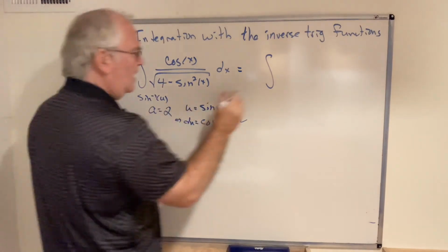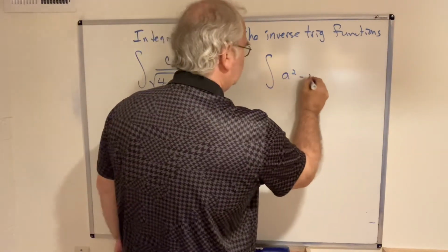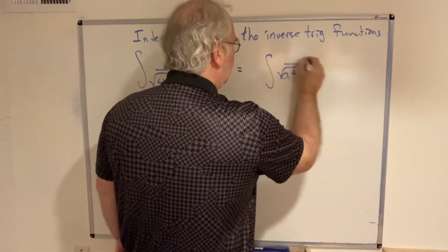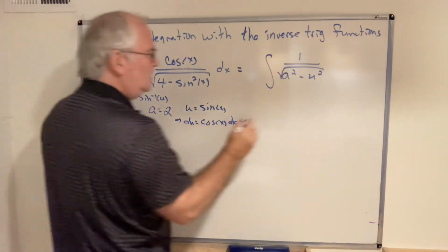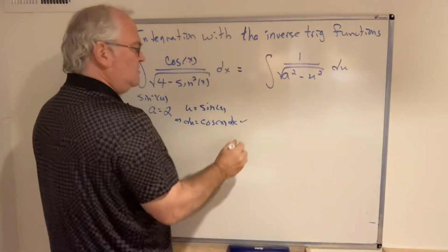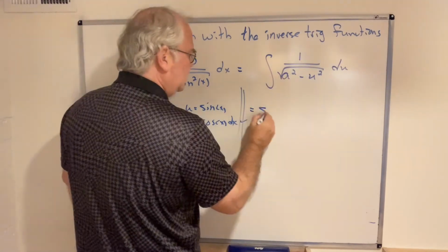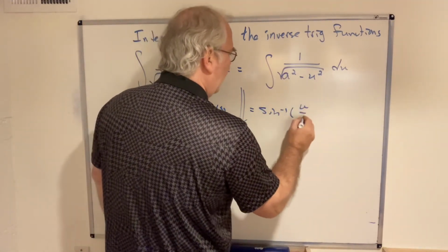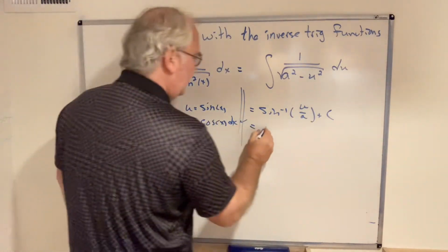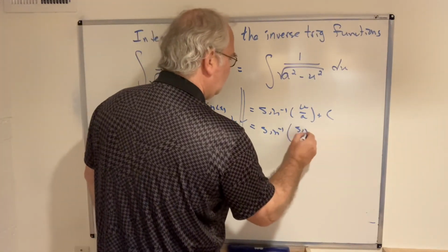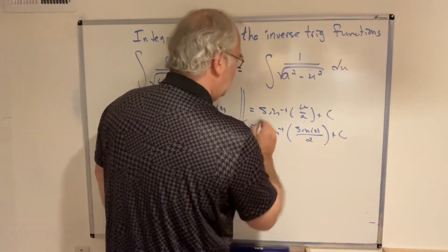So rewrite this. 4 is a squared. Sine squared is u squared. The numerator is simply 1 because cosine x dx is entirely du. The constant multiplier is 1. There is no extra constant multiplier here. So write out the solution. This is sine inverse of u over a. And then translate back to the original variable. u is sine of x, over a. a is 2. And we're out.